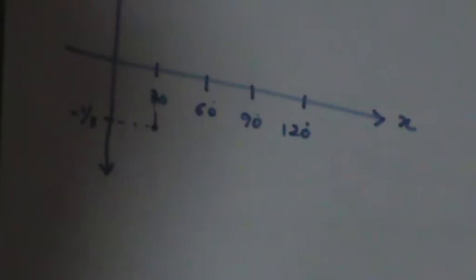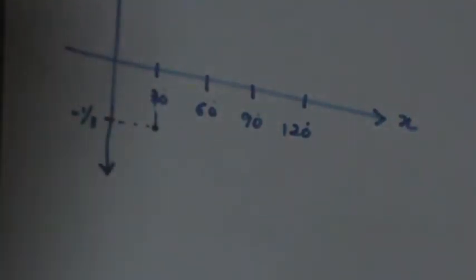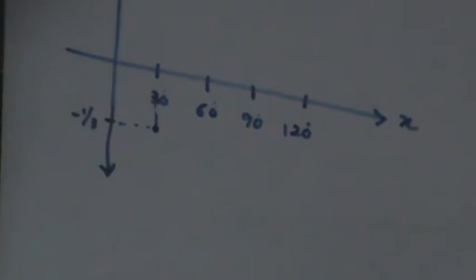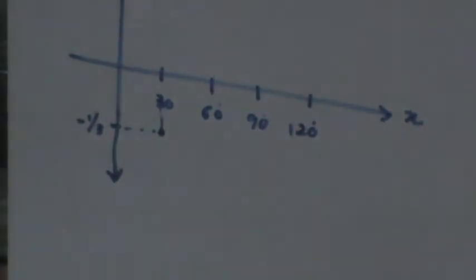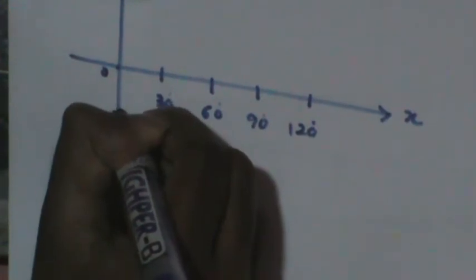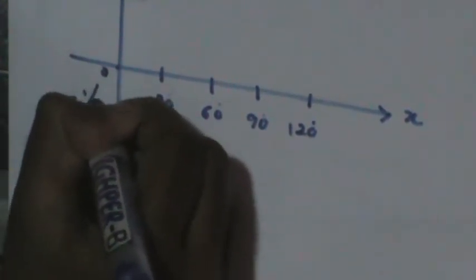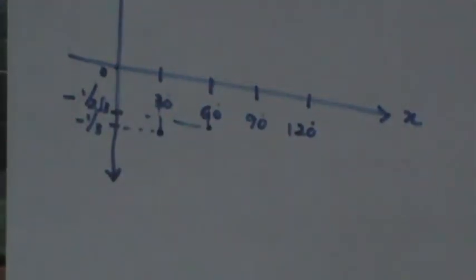Root 3 is 1.73, so 1.73 by 6 is approximately 0.3. However, it is less than 1/3 in magnitude, because 1/3 is 0.33. So it will come between 0 and minus 1/3, somewhere here, but close to minus 1/3. This is minus 1 upon 2 root 3 at 60 here, right? And at 120 it will be 0.